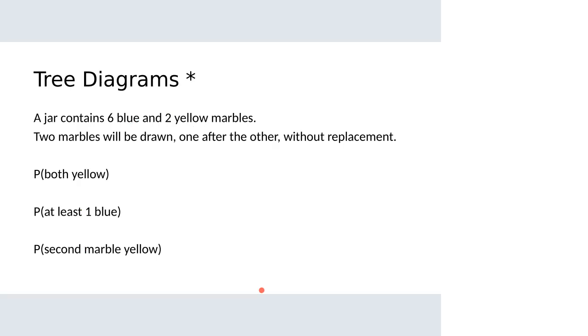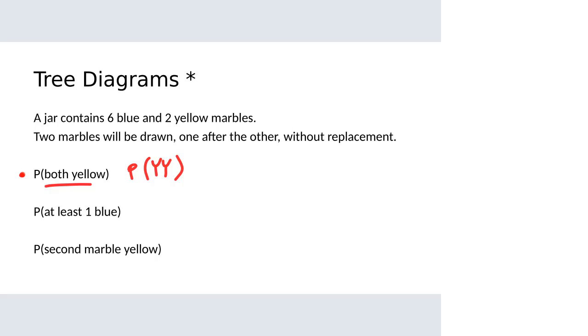The first one here says, what is the probability that they're both yellow? Both yellow. So this is probability of yellow followed by yellow. If you were just given this question out of the blue, you wouldn't necessarily need a tree diagram for this because this is a single specific outcome, yellow followed by yellow. You could just do that. You wouldn't have to draw a tree.